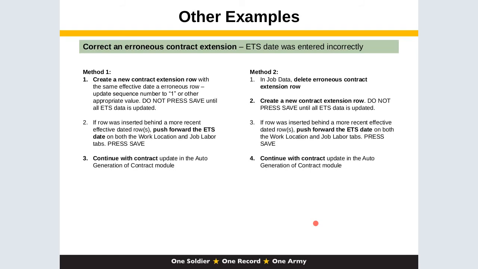Method two would be to delete the erroneous contract row, and then that will also delete the associated contract, and then you'll just start the process from zero. Create a new row, create a new contract, follow the steps of updating the ETS date, then press save. The plus of that is that the number of contracts would generally match what's in the soldier's record. The downfall is that you're actually deleting record information out of job data, which, depending on who you talk to, may not be the best method. So that's why I presented both for your state leadership to determine what makes the most sense for your unit population.